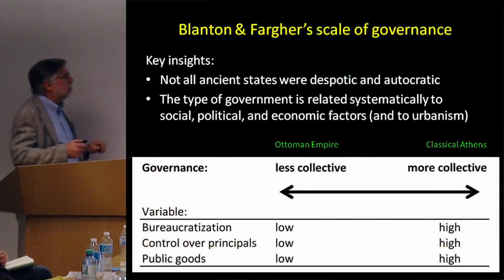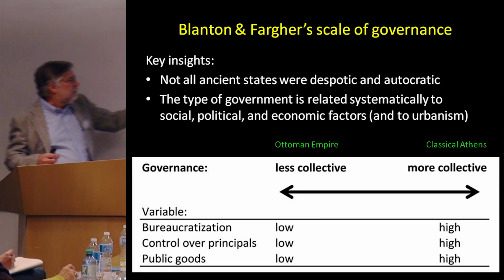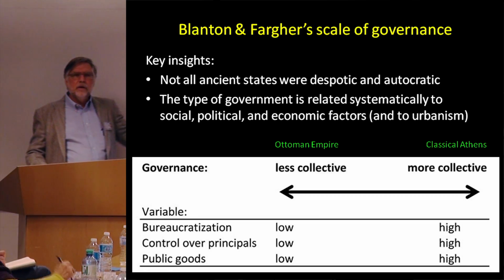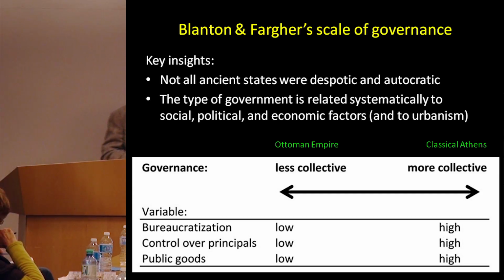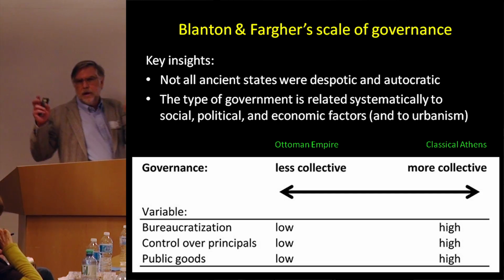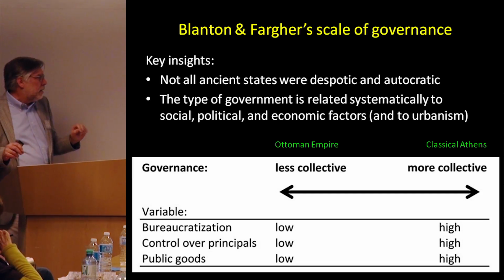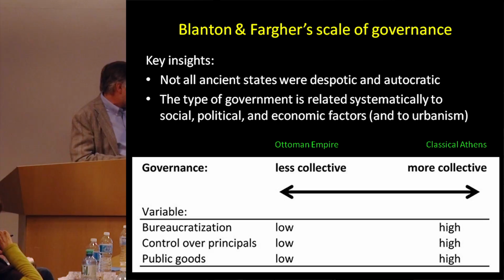Well, Blanton and Fargher's key insight is that not all states were despotic and autocratic, and they devise a scale of governance from less collective to more collective. The more collective is the more democratic, and the less collective is the more autocratic or despotic. And they have three main variables.